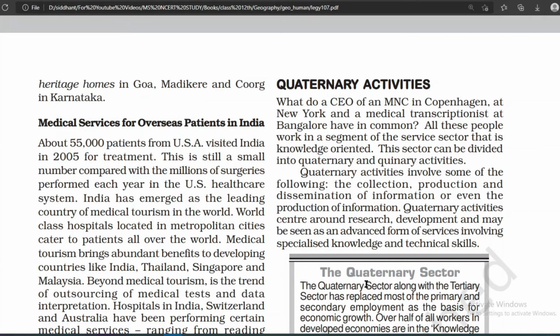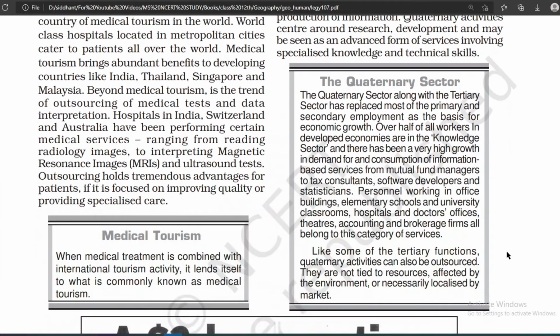Quaternary activity involves the collection, production, and dissemination of information, or even the production of information. Quaternary activities center around research and development, and may be seen as an advanced form of services involving specialized knowledge and technical skill.